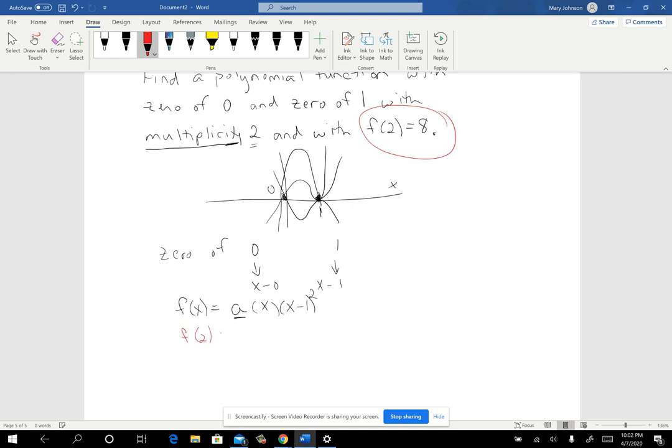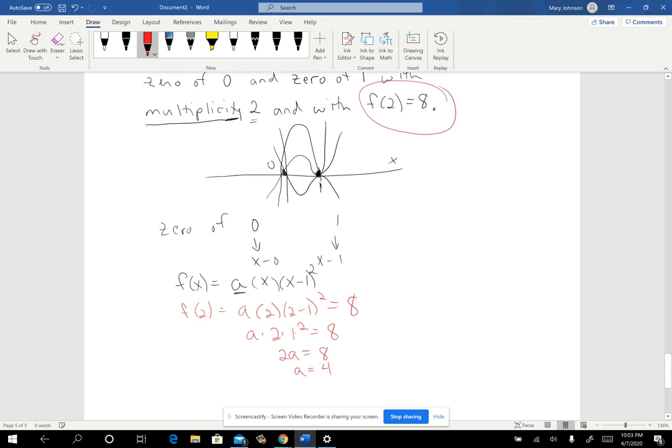F of 2, if I plug a 2 in everywhere there is an x, I should wind up getting an 8 out. So this is a 2, this is a 1, 2 times 1, that's 2a equals 8. And when you divide by 2, you can see that a would be 4. Okay? So we're almost finished. What we have to do at this point is plug that 4 back in right up here. Okay? And we'll have the formula. F of x equals 4x times the x minus 1 squared. All right, that would be the factored form.